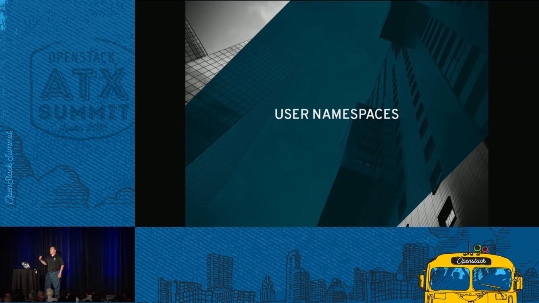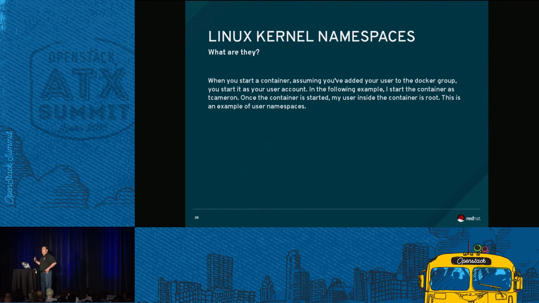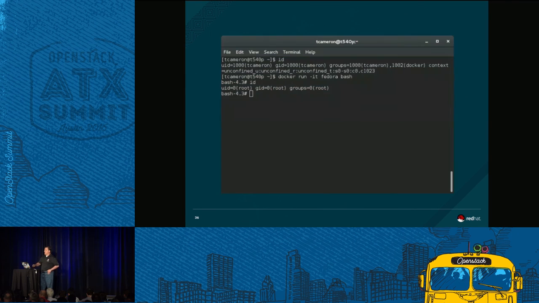So I also want to talk about user namespaces. When you start a container, assuming you've added your user to the Docker group or however you've done it, it started as your user account. So I start the container in this example as my user T Cameron. But immediately once it started, inside of that container, I'm user ID 0 because of that namespacing. So you can see I run the ID command and I am T Cameron. I run docker run -it fedora with the executable bash, but my ID changes to UID 0.